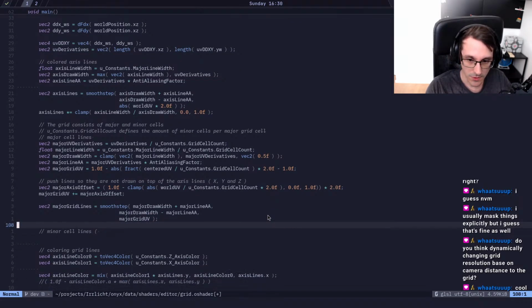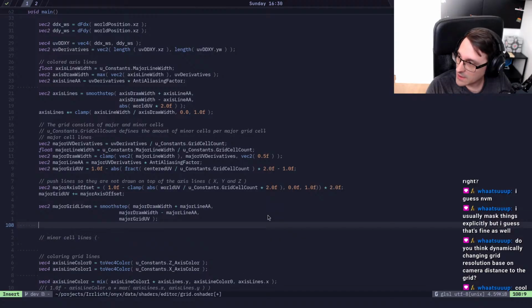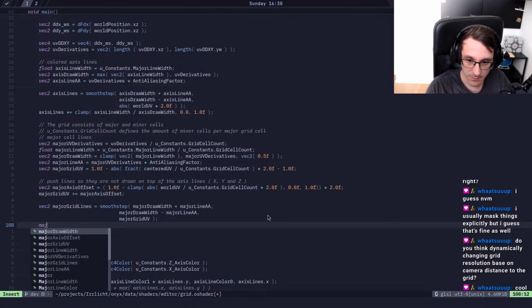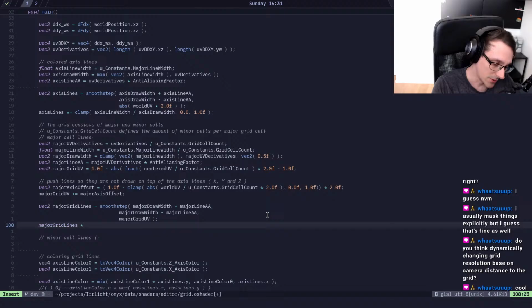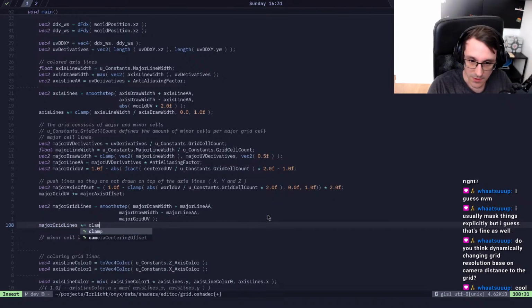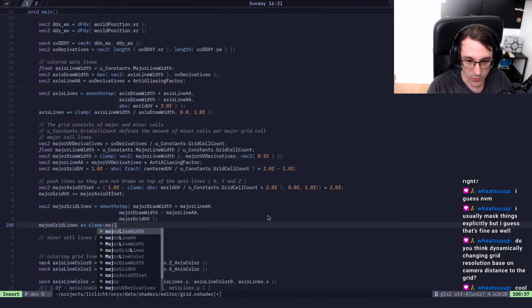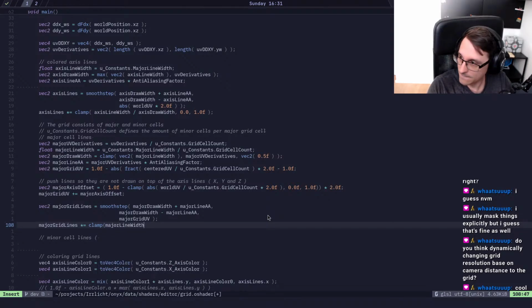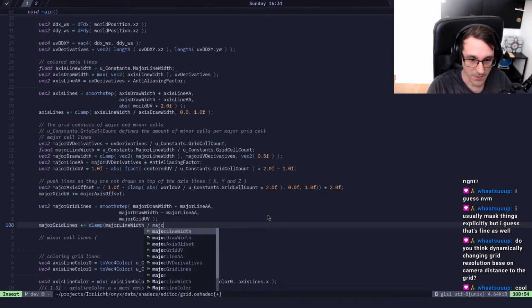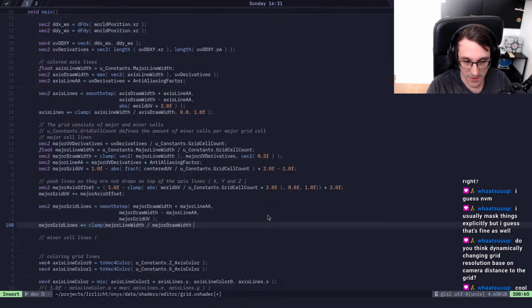And then we need to do the whole shenanigans for the clamping and stuff like that. So major grid lines. And then we multiply equal that with the clamp, our major line width, divided by our major draw width to give us again a value between 0 and 1.